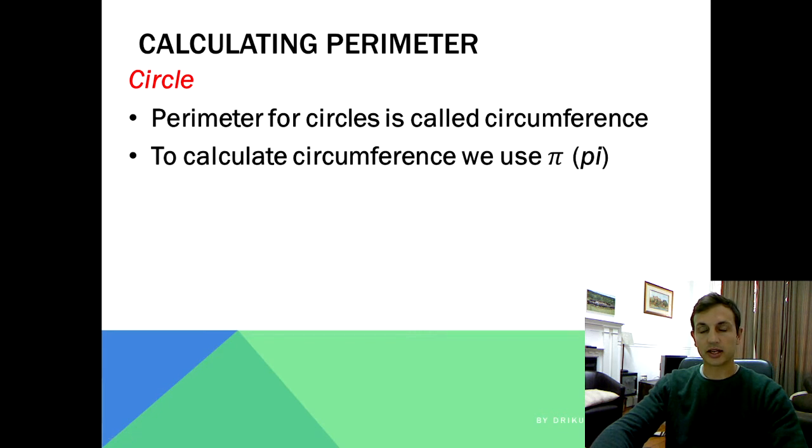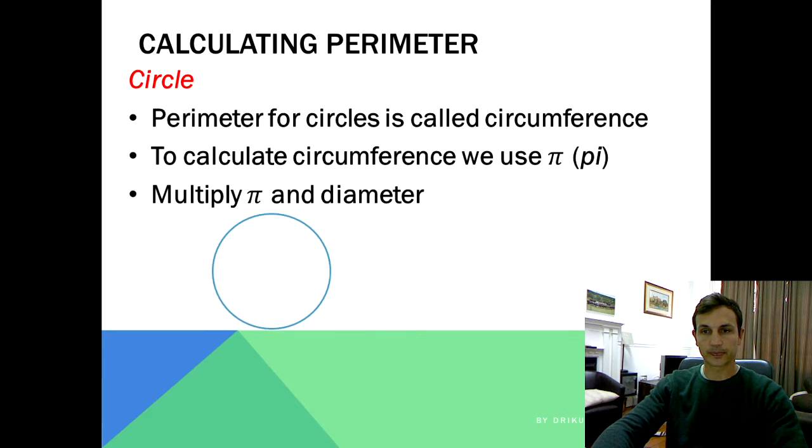But you just need to know that there is a function on your calculator to obtain this value of the pi symbol, which you can then use for the circumference of a circle. Multiply pi and diameter to calculate the circumference of a circle.